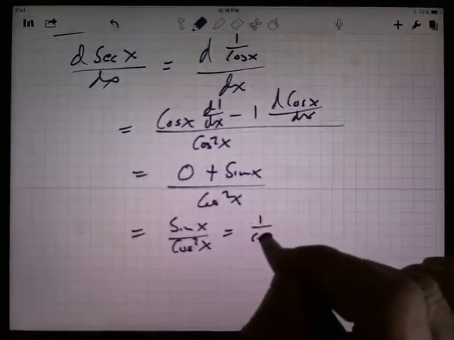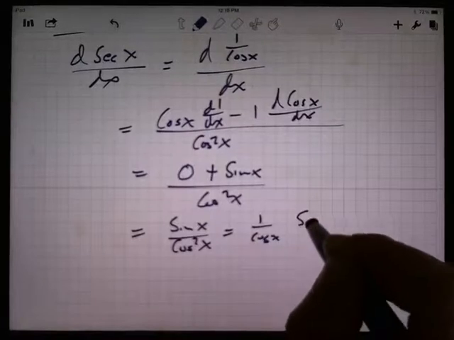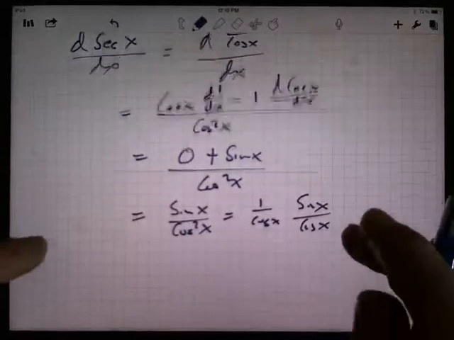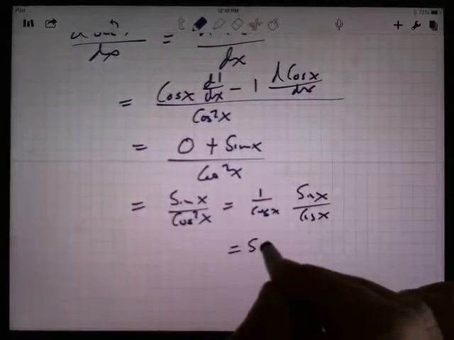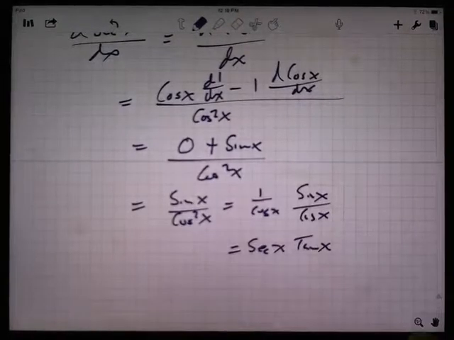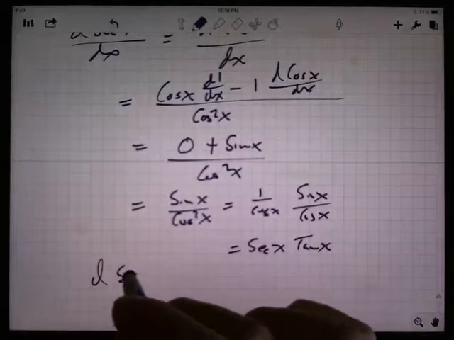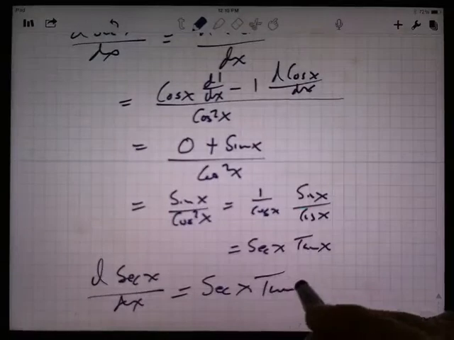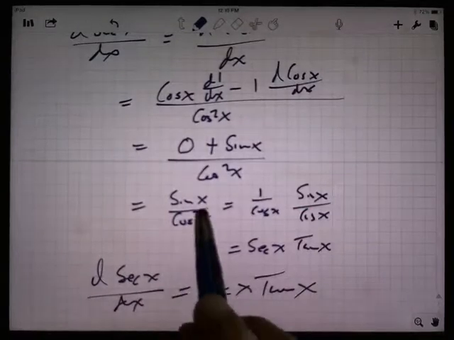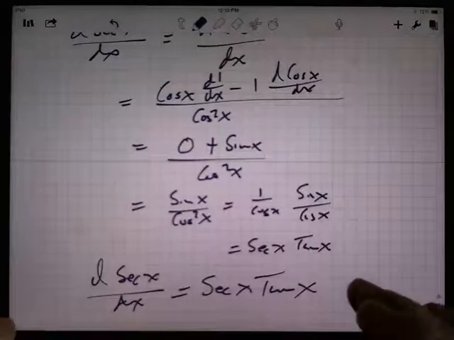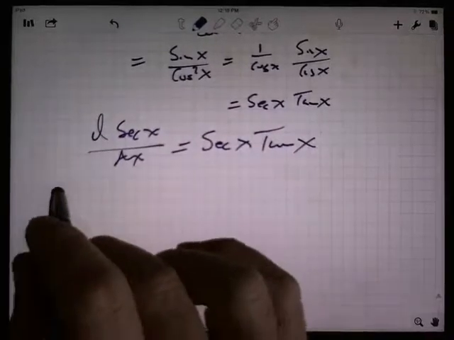Usually we think of it in terms of this: 1 over the cosine x times the sine x over the cosine x. And 1 over cosine x is the secant x, and sine x over cosine x is the tangent x. And this is the way you usually see it written, that the derivative of the secant x is the secant x times the tangent x. It is equal to sine x divided by cosine squared as well, but usually we write it this way. Okay. One last one to do, and that is the cosecant.